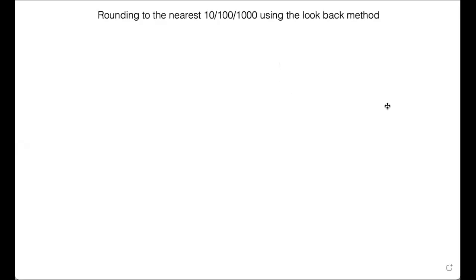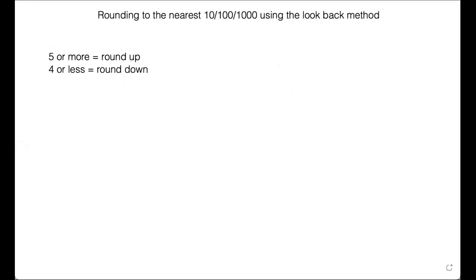This video will show you how to round to the nearest 10, 100, and 1000 using the look back method. Now, before we go on to the method, the rule that you need to know is when you're rounding any number that is 5 or more, you round up, and any number that is 4 or less, you need to round down. This will make sense when we come into the look back method.